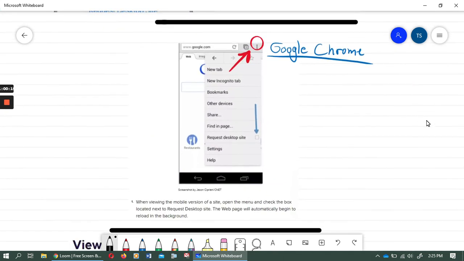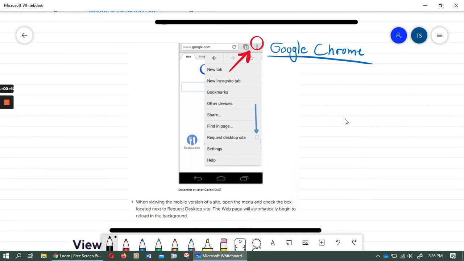If you are using Google Chrome, I'm not sure whether it's going to be different on an Apple phone or iPhone or Android phone, but I think it will be pretty much the same on any type of device, whether it's Apple or Android, if I'm not mistaken. I'm not sure. Don't quote me on it.